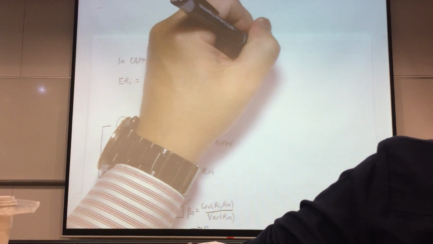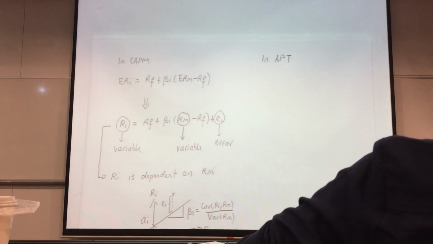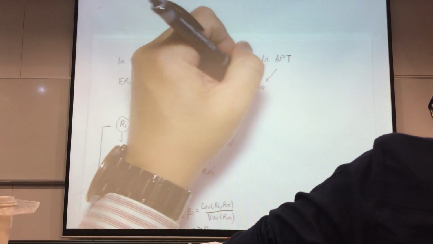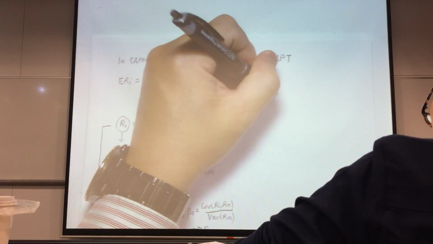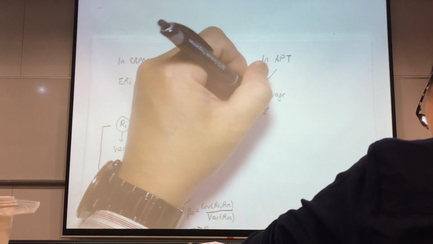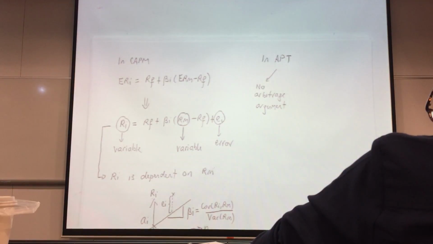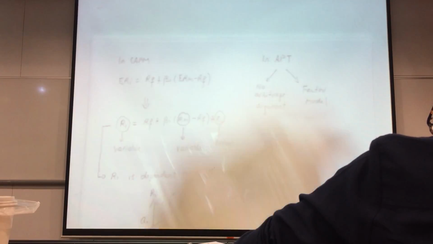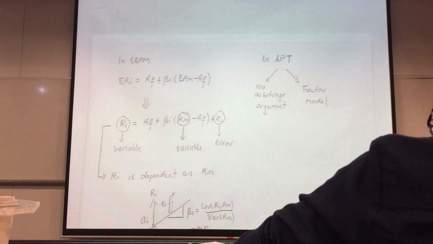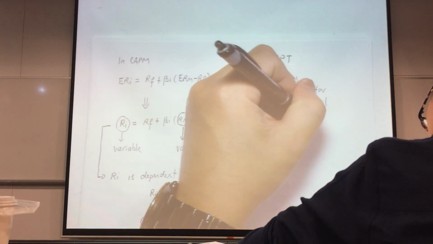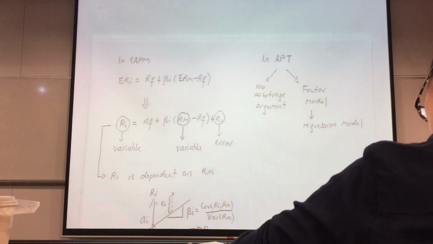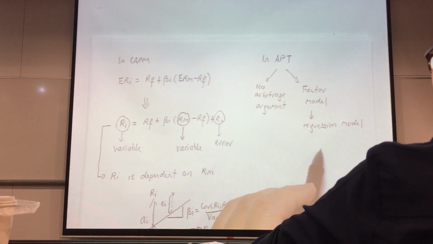So in APT, it actually relies on two notions. One notion is the no arbitrage argument. And the other notion is the factor model. So the factor model is basically a regression model. So if you have learned your statistics well, then you should have no difficulty with this.